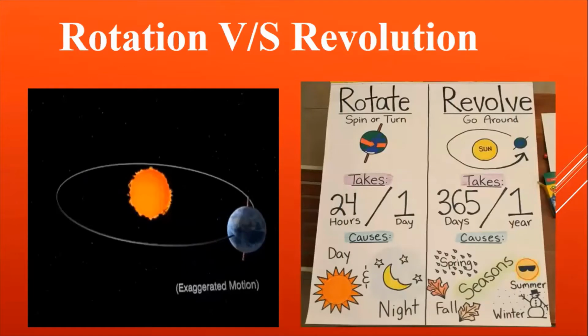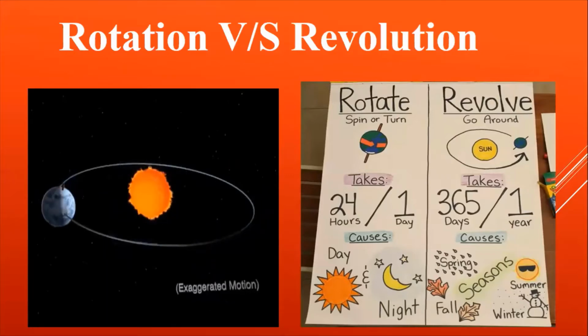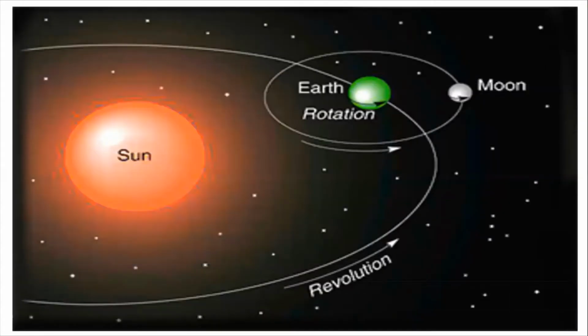As you can see in the picture, the movement of the earth on its axis, that is an imaginary line, is called rotation, and the movement of the earth on its own orbit around the sun is called revolution. Rotation takes 24 hours or 1 day. Revolution takes 365 days or 1 year. Rotation causes day and night and revolution causes seasons. You can see in this picture what is the difference between the movement of rotation and revolution.